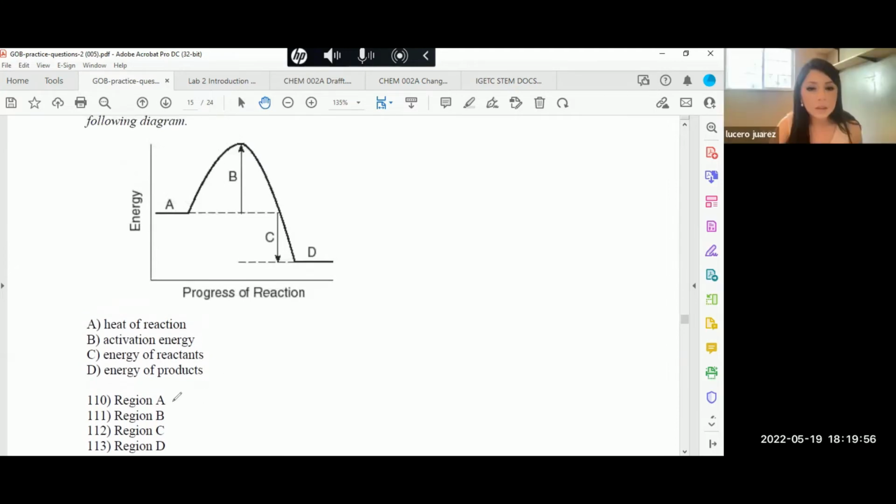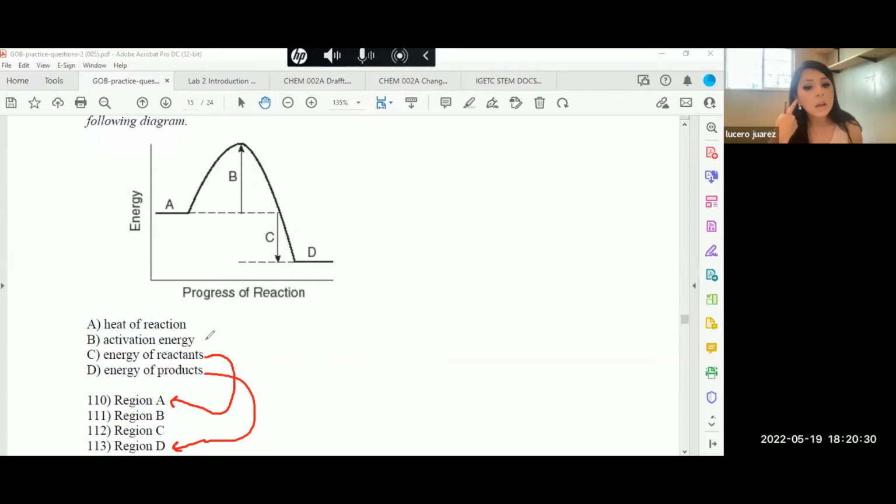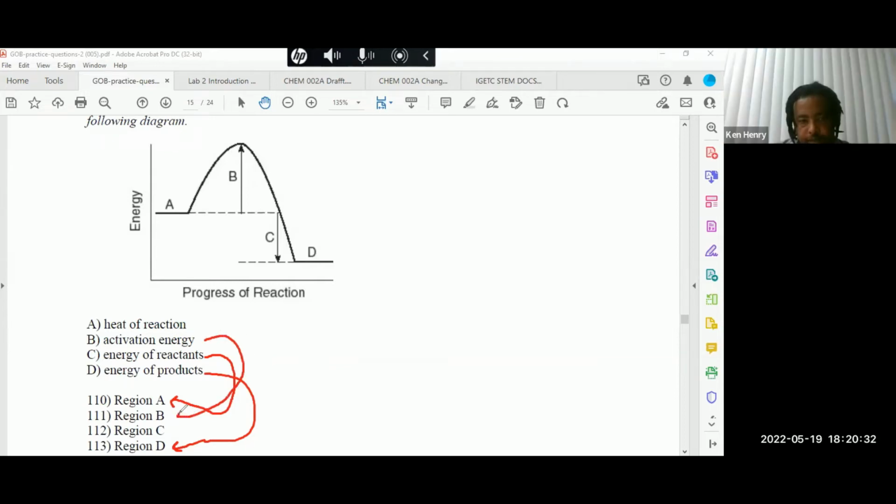I know that this is the reactants and this is the product. Okay, good. So the reactants, that would be letter A. And then you said would it be D? Is your products? Okay. B is the activation energy, so that's the energy we need to get up to have the reaction occur. So region B.